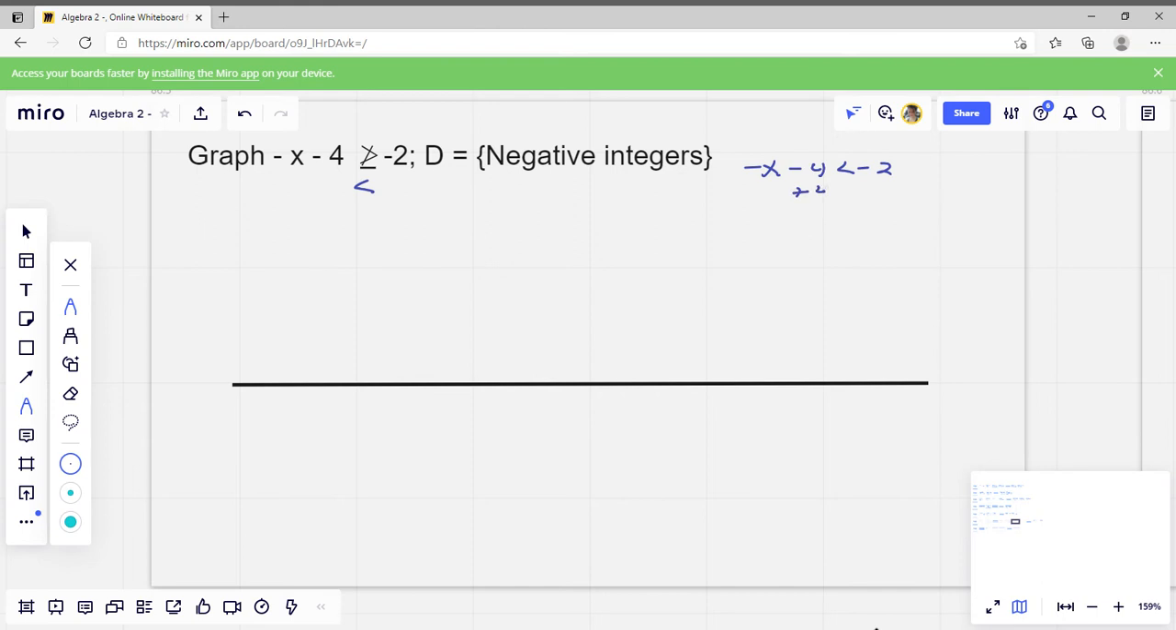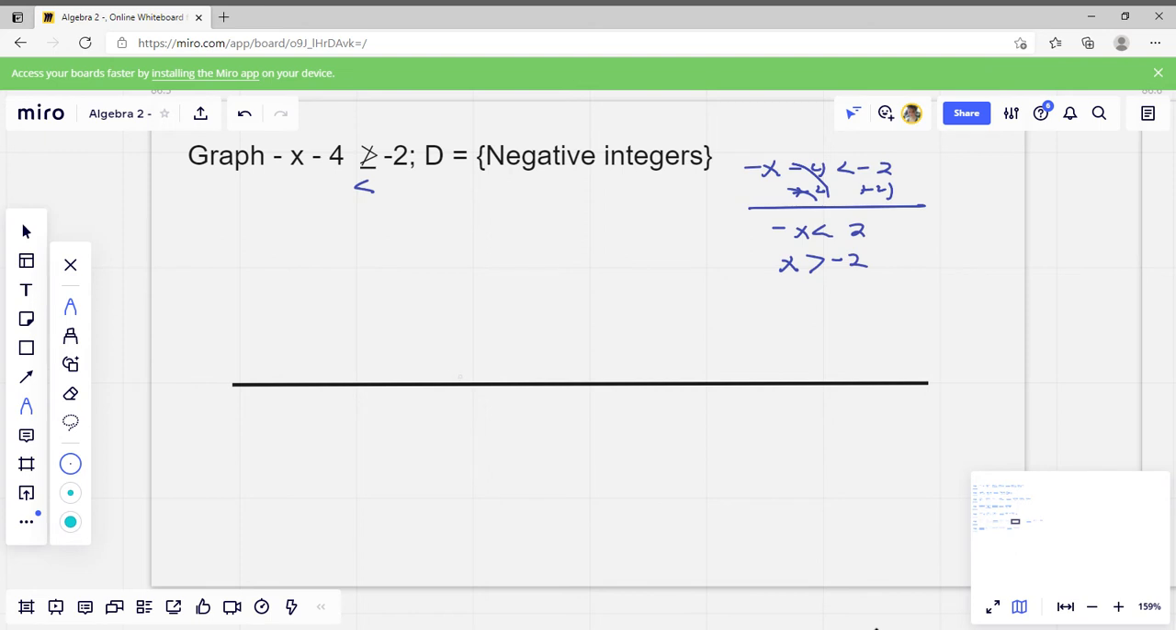I'm going to say plus 4 and plus 4, and I'm going to get negative x is less than positive 2. Now when I multiply times negative 1, I'm going to get x, and I swap this symbol around, is greater than negative 2. So x is greater than negative 2.